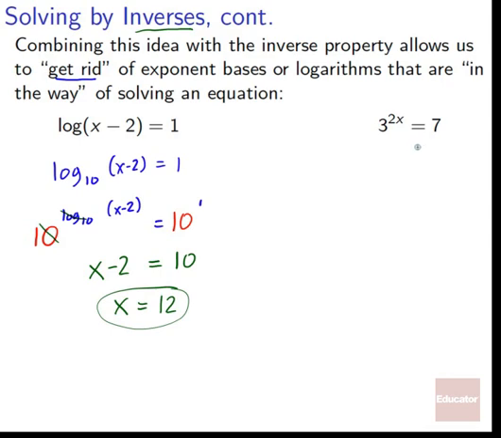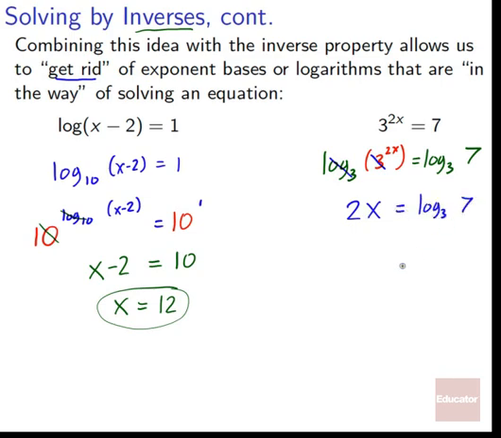Similar idea going on over here. 3 to the 2x equals 7. Well, let's get rid of that base of 3. That's sort of getting in our way. So we'll take log base 3 of 3 to the 2x, and that's going to be equal to log base 3 of what's on the right side, so log base 3 of 7. Log base 3 on 3 to the 2x will wind up canceling out, and the 2x will just drop down, so we'll have plain 2x equals log base 3 of 7.